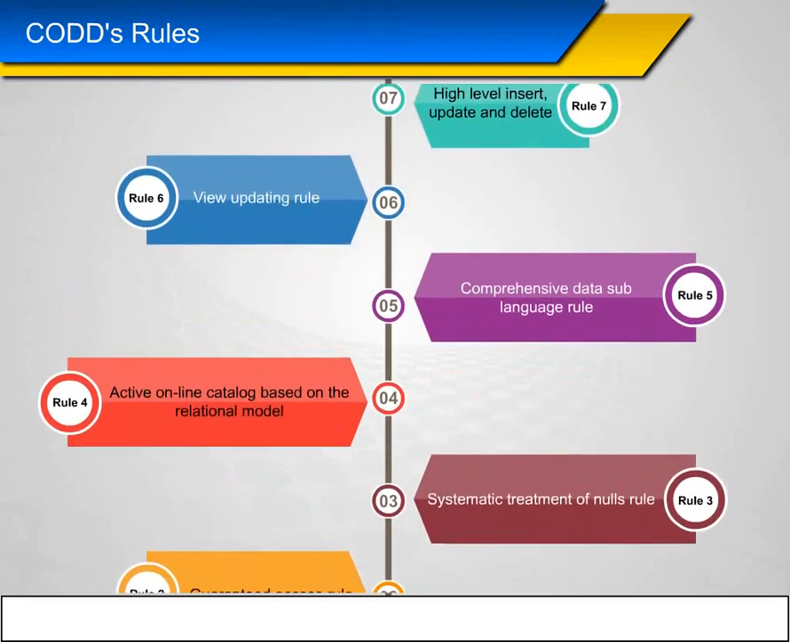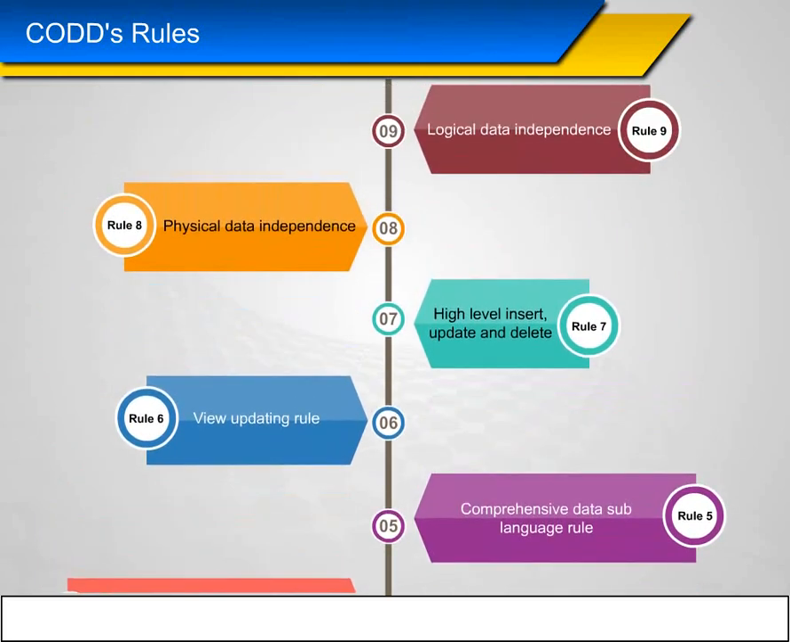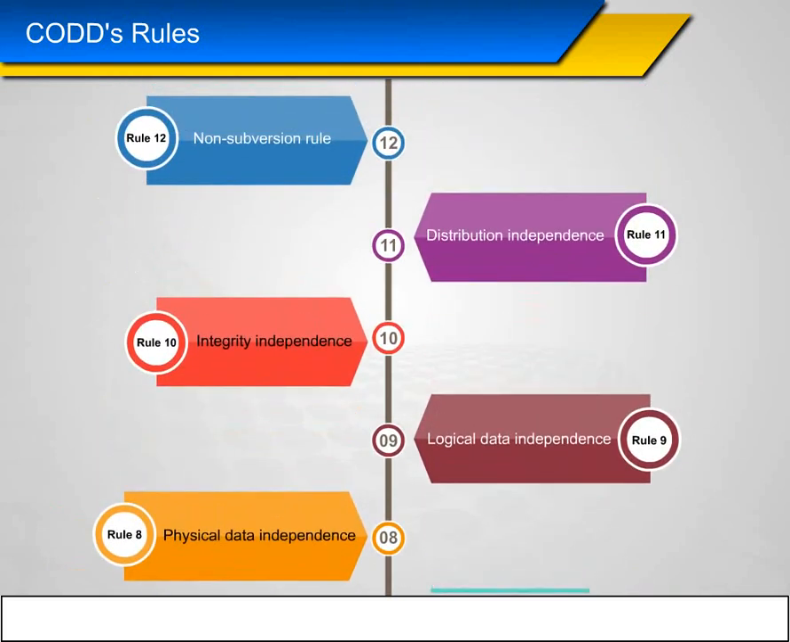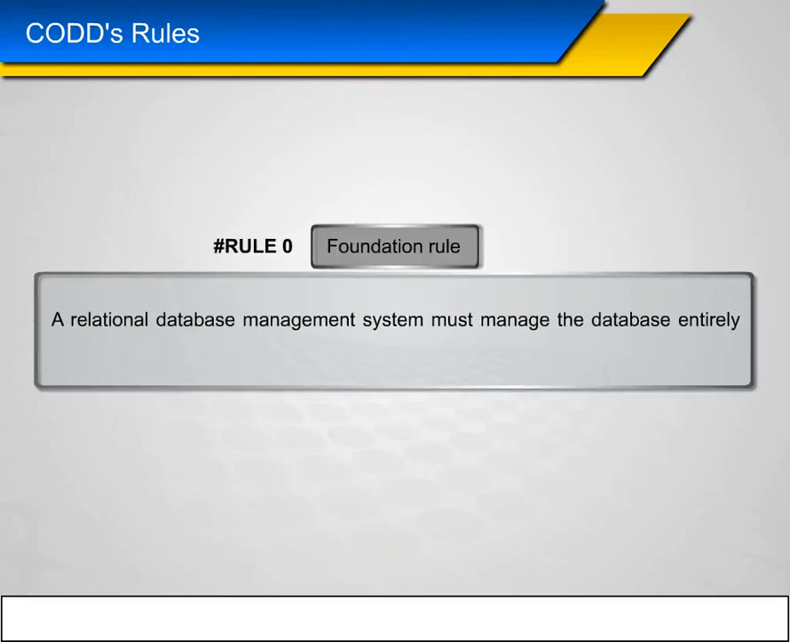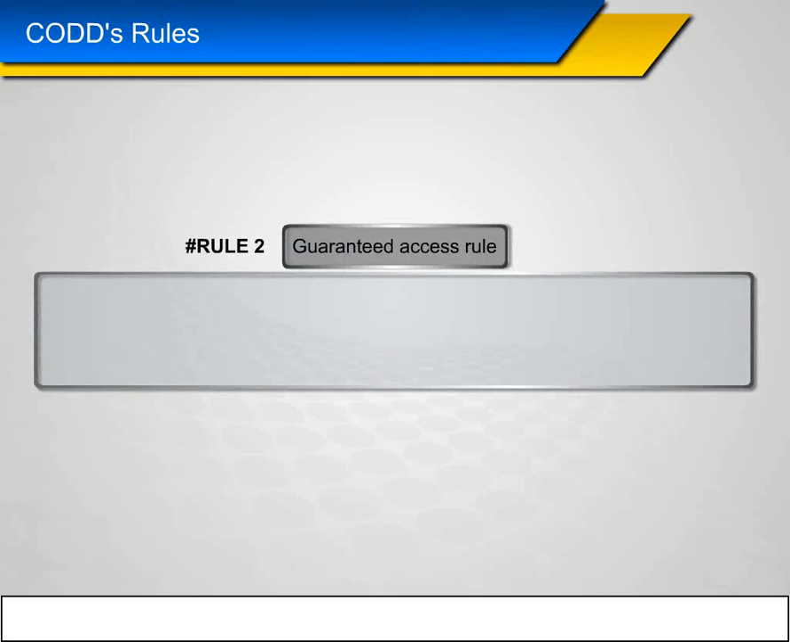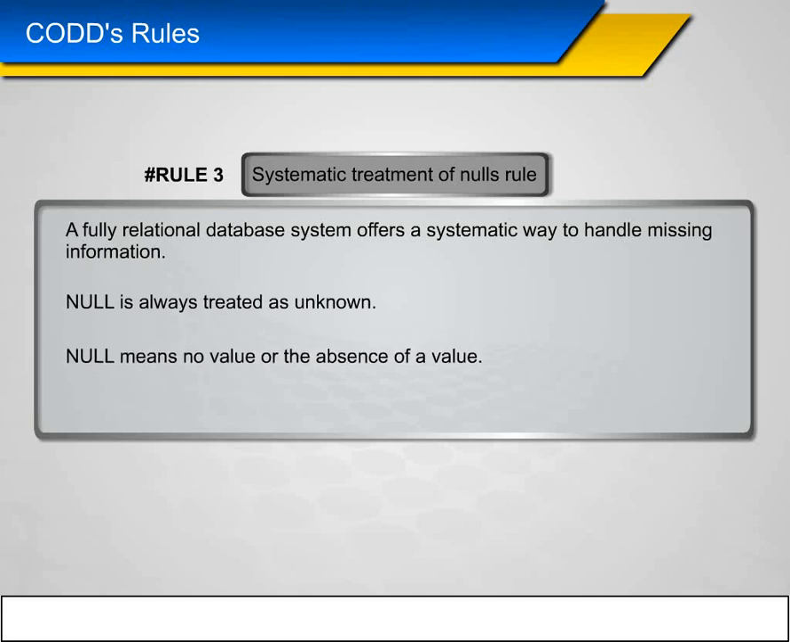Rule 1, Information Rule. Rule 2, Guaranteed Access Rule. Rule 3, Systematic Treatment of Nulls Rule. Rule 4, Active Online Catalog based on the relational model. Rule 5, Comprehensive Data Sub-Language Rule. Rule 6, View Updating Rule. Rule 7, High-Level Insert, Update and Delete. Rule 8, Physical Data Independence. Rule 9, Logical Data Independence. Rule 10, Integrity Independence. Rule 11, Distribution Independence. Rule 12, Non-Subversion Rule.